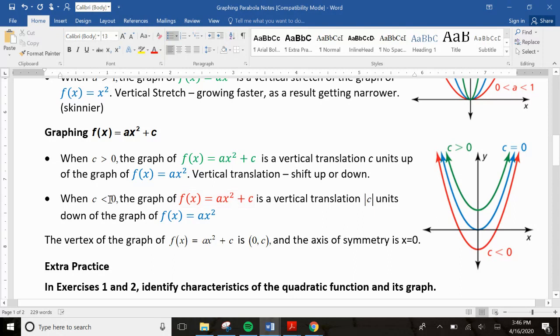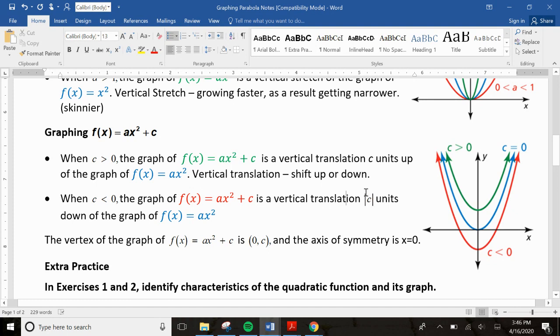So if c is negative, adding a negative is the same as just subtracting, right? So if this is either subtracting c or you're adding a negative c, if c is negative, that means that the parabola is shifting down that many units.